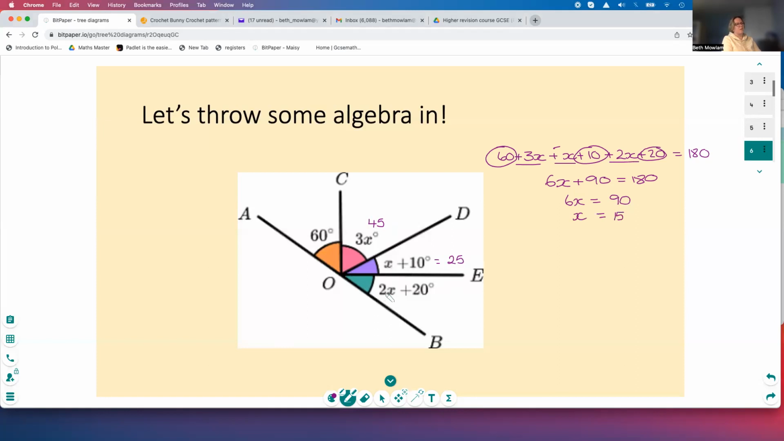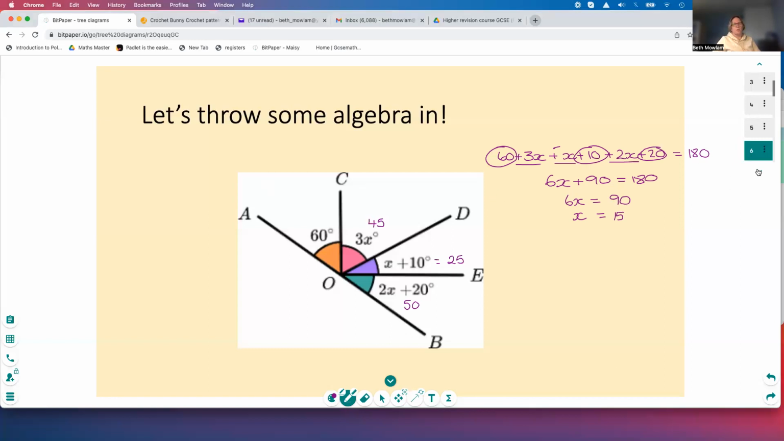And the last one here is 2 lots of 15 is 30, plus 20 is 50. Now, if you want to double check your answer at this point, all you need to do is add together the angles you've got. And if it's correct, which I hope it is, should give us 180, which it does. So you see how when you've got an algebra bit, you need to remember your rule that angles on a straight line add up to 180. Just write them out, add it together. Simplify it and see what happens.